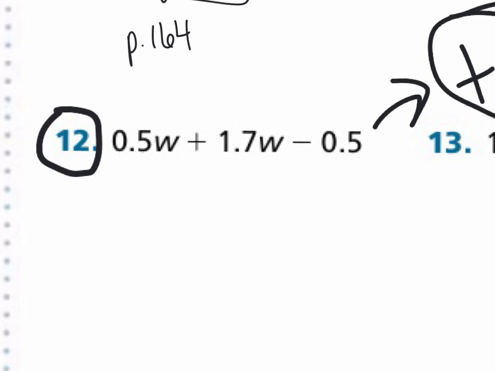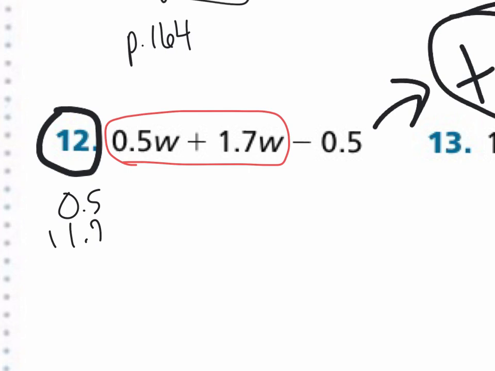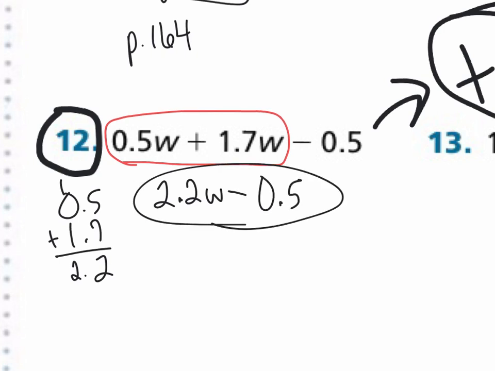Number 12, we can combine these terms together. They both have w's. So 5/10 plus 1 7/10, if you want to work that off to the side. Make sure your decimals are lined up when you add or subtract decimals. And that would be 2 2/10. So 2 2/10 w minus 5/10. And again, make sure in your final answer you don't have any parentheses and you don't have any like terms still left.